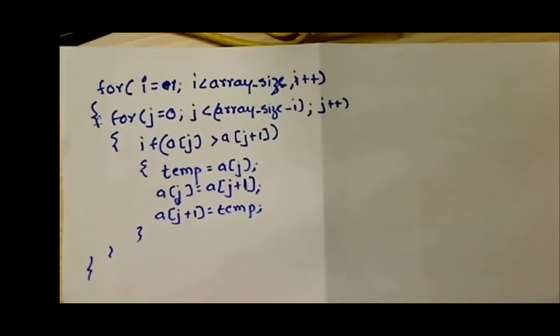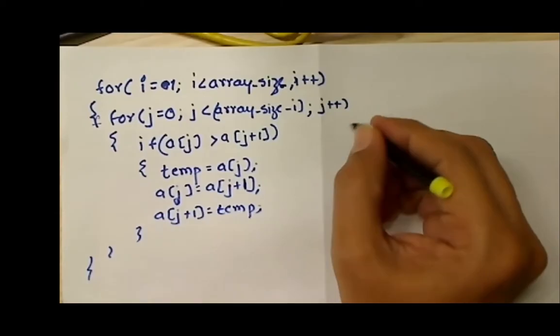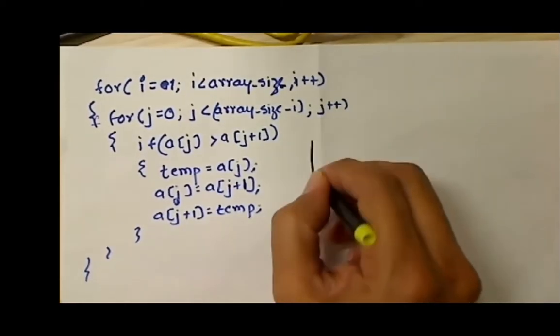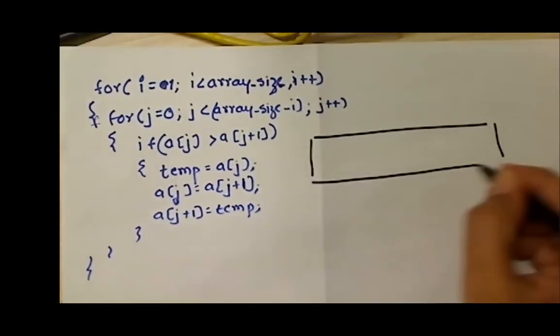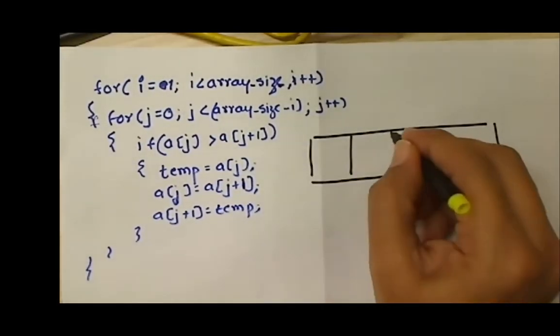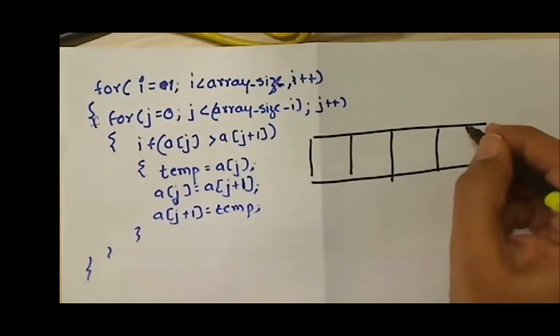That's the simple code that we have. Assuming that we have created an array of 5 integers, I'll draw a picture of an array of 5 integers here, with boxes 1, 2, 3, 4 and 5.